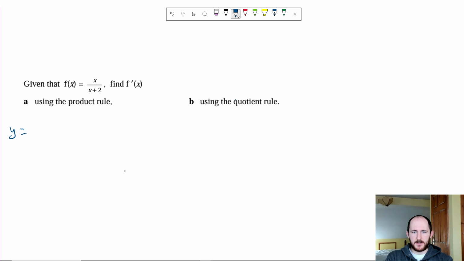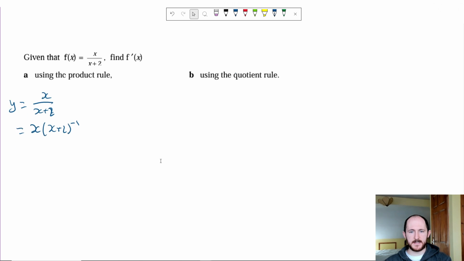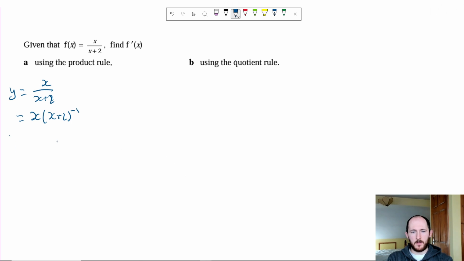I'm going to change f of x to just y because it's a bit easier. Then I'm going to rewrite this as x times x plus 2 to the minus 1 using those laws of indices. Then if you remember the product rule, we're going to have u is equal to x, v is equal to x plus 2 to the minus 1. We're going to differentiate u. We're going to differentiate v.